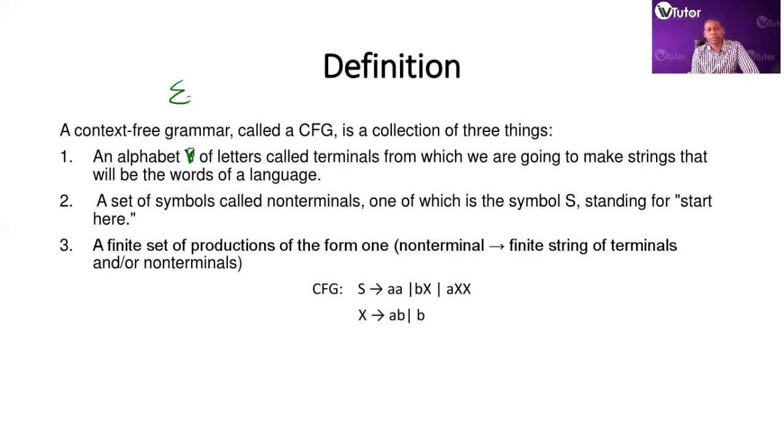Then number two, a set of symbols called non-terminals, one of which is called S, right? We have a set of symbols, and a special symbol that we have called S, which represents start here. This set of non-terminals is usually represented by capital letters T, S, R, V, right? S is reserved for the starting non-terminal, which represents start here. So we now have two sets: one, the alphabet of input letters, and two, a set of symbols.